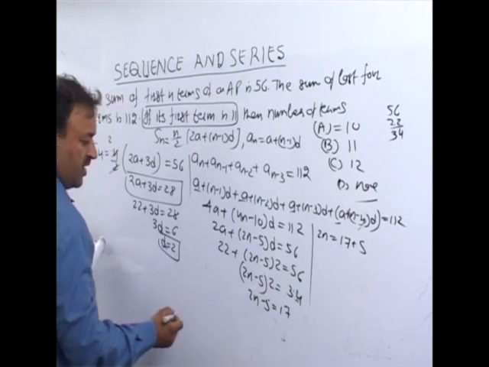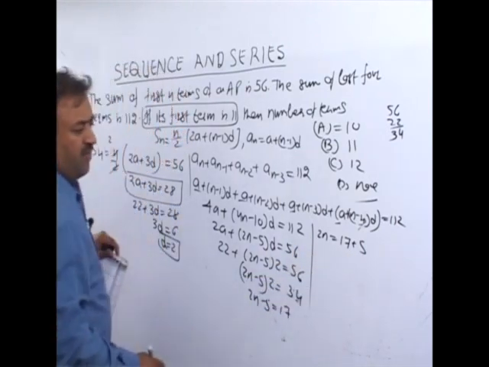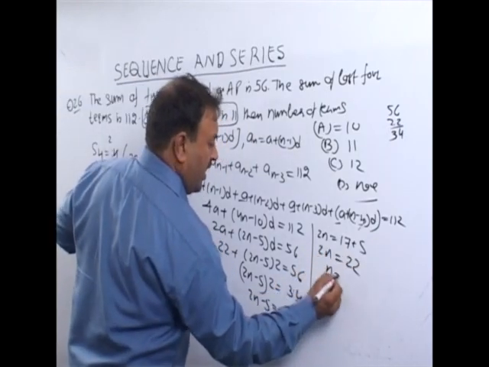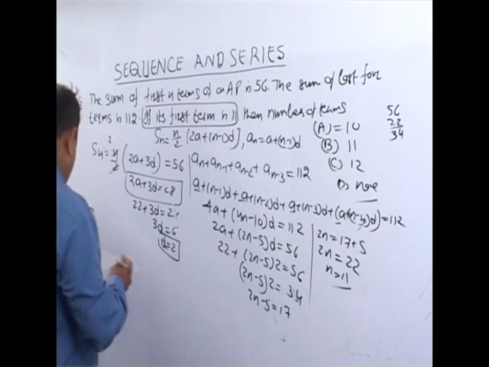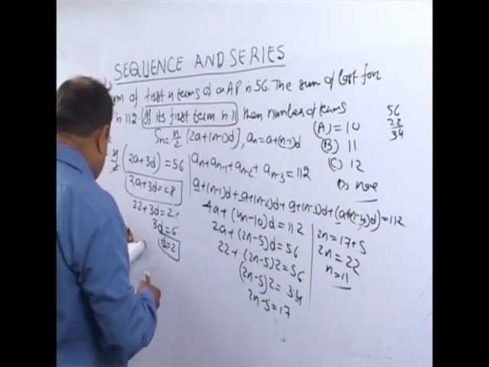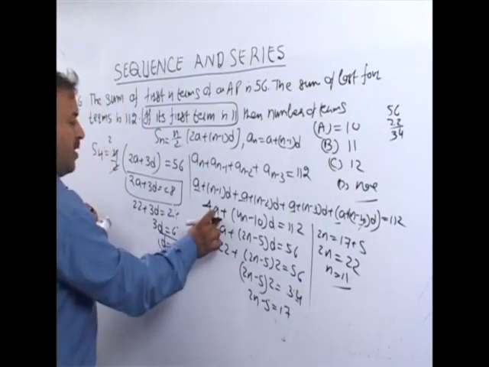2n minus 5 is 17. 2n is 17 plus 5, it is 22. So 2n, n comes out to be 11. Again, I think we are making a little mistake over here. Again we can check it from this point.